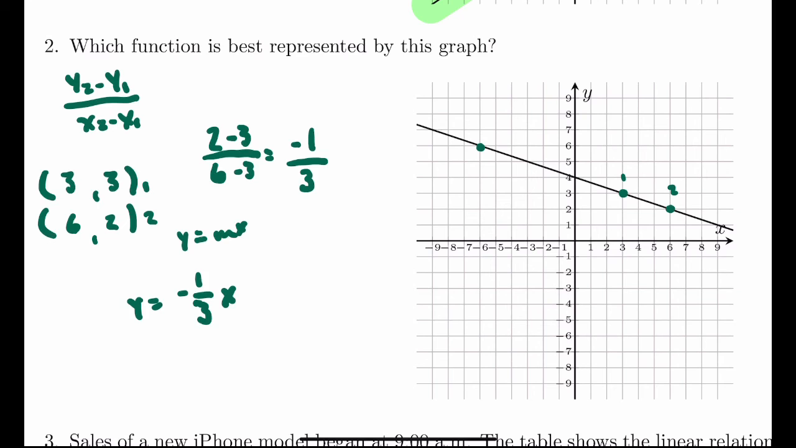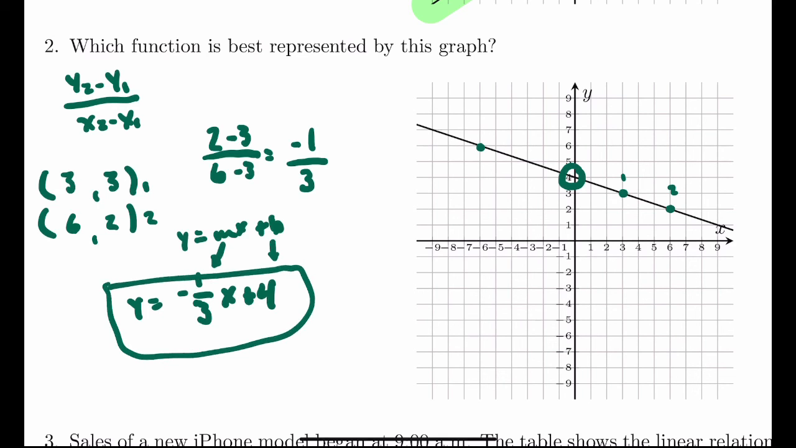Well, remember, the y-axis is this line right here, and we want to know where the line crosses, and it crosses at +4. So we have our plus b. That's right there, +4, m is -1/3. So this is my equation for this line.